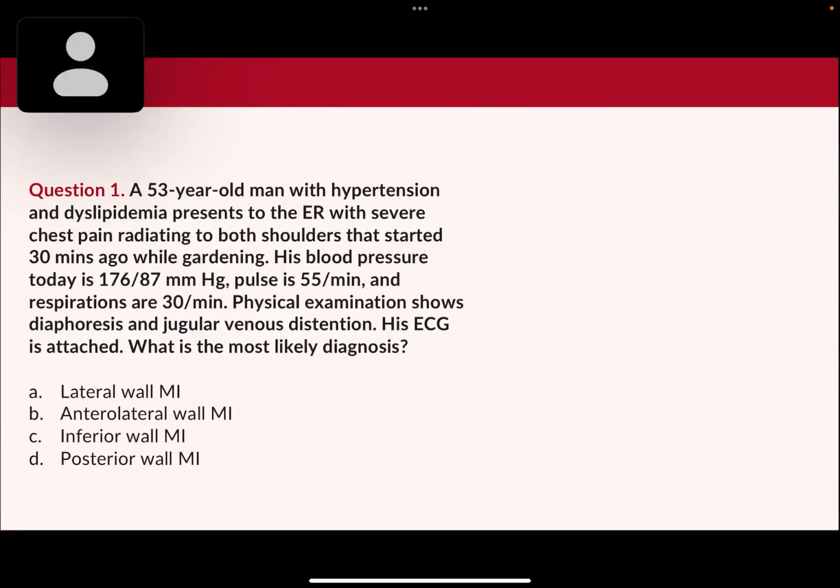Okay? So this is a question. You can, first of all, again, in solving any questions, look at the answers. What are they trying to make us figure out? So it's all MI. So they want to know which side of the heart is affected by this MI. So you can literally just skip all of this and read the last thing. What is the most likely diagnosis? Let's take a look at the ECG.